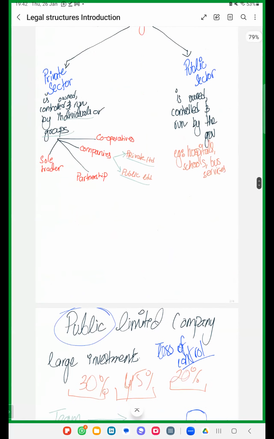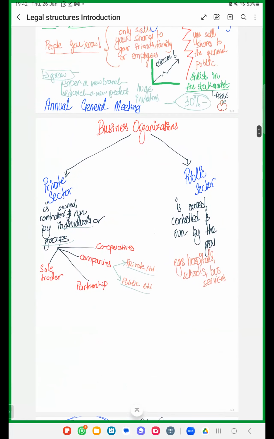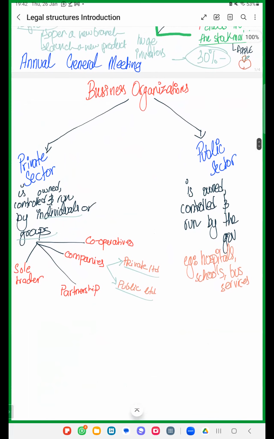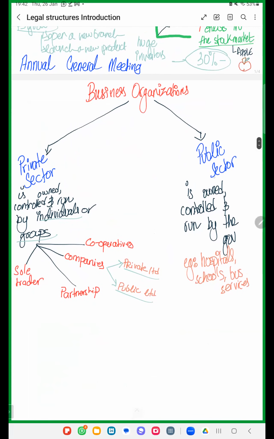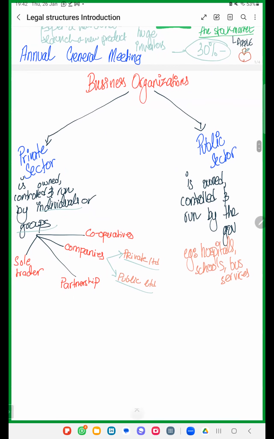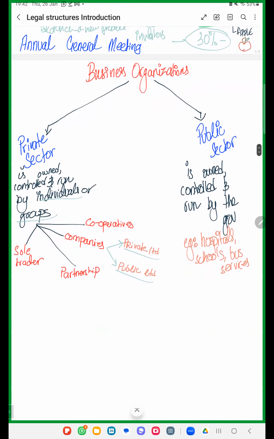Remember, there are always two types of business organizations, private sector and public sector. Public sector is owned, controlled, and run by the government, for example hospitals, schools, bus services owned by the state, accessible to everybody. But private sector businesses are run by private individuals, not part of the government. Somebody like you and me running a business, that's a private sector business.